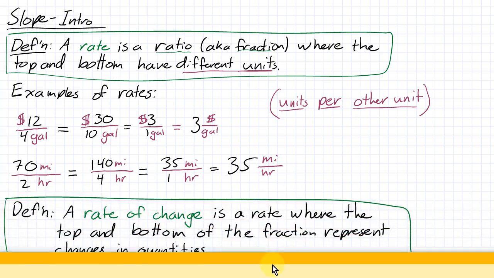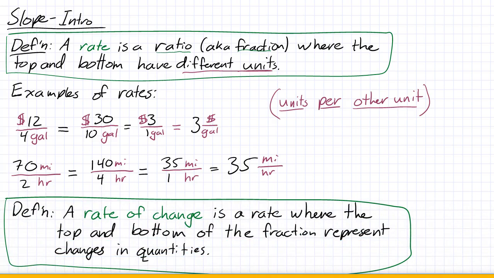Now, a lot of the time, the most important kinds of rates that we're going to be looking at are rates of change, where the top and bottom of the fraction represent changes in quantities. This is an example of a rate of change here, probably. When you say 70 miles divided by 2 hours, that 70 represents a change in your distance. Like maybe you started off 100 miles from Albuquerque, and then you drove 2 hours, and then you were 170 miles from Albuquerque. So that's a change of 70 miles. So that represents a rate of change.